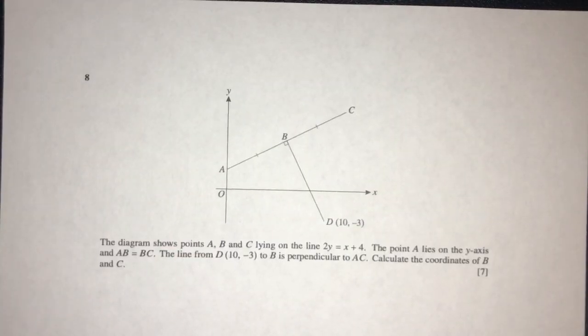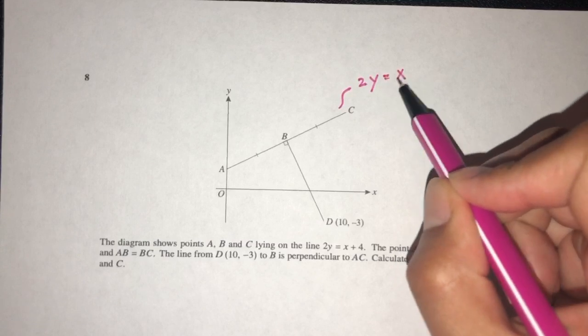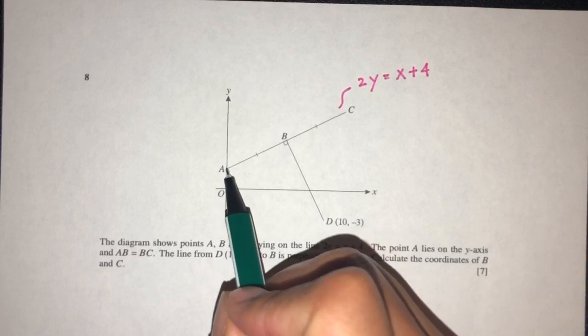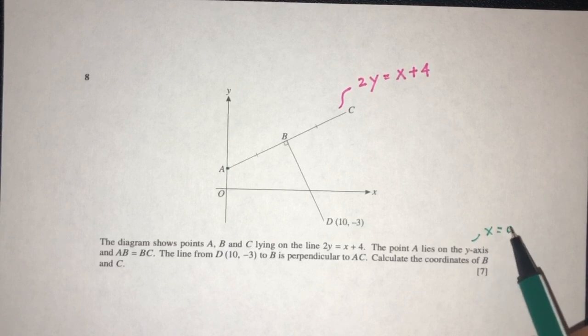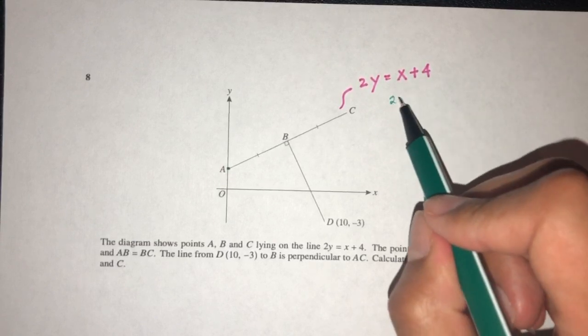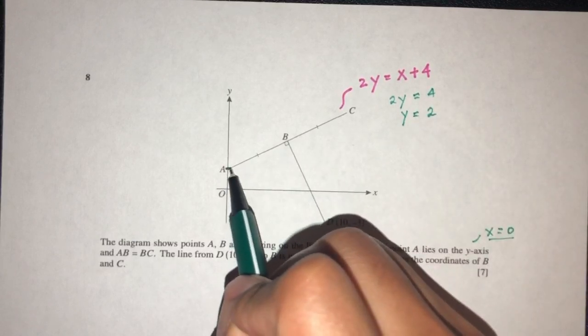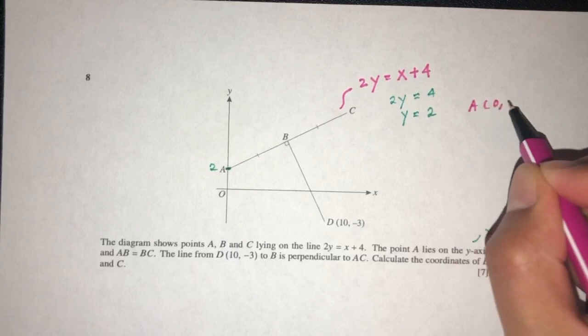The diagram shows a point ABC lying on the line 2y equal to x plus 4. Now what else? The point A lies on the y-axis right here. Now what do we know at the y-axis? On the y-axis the value of x has to be 0. Replace, you will have 2y has to be 4 and y has to be the value of 2. So the point A is (0, 2).